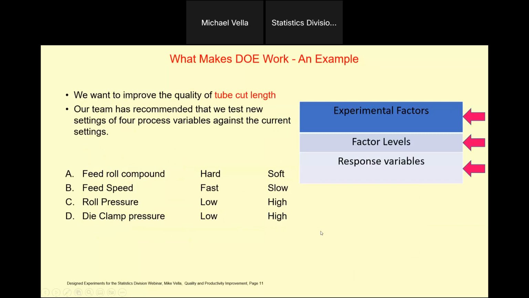So we want to improve the quality of tube cut length, and our team has recommended that we test new process settings variables against the current settings. So experimental values, factor levels, and response variables are what we're talking about here. So our factors are feed roll compound, feed speed, roll pressure, and die clamp pressure, as we mentioned, and we're going to change from the present hard, fast, low, and low to the new levels of soft, slow, high, and high.